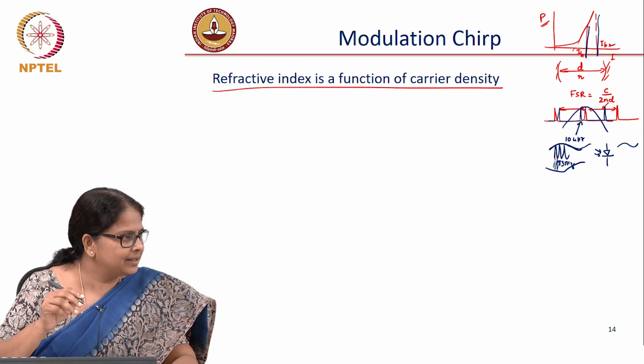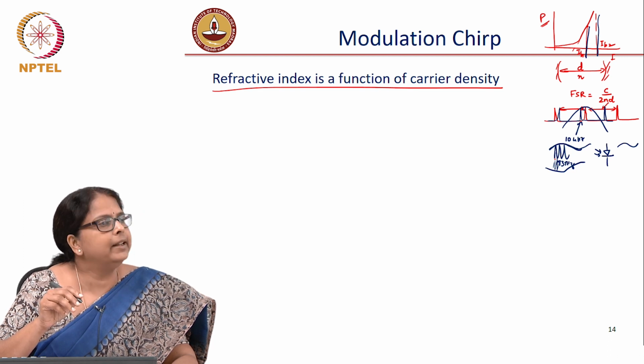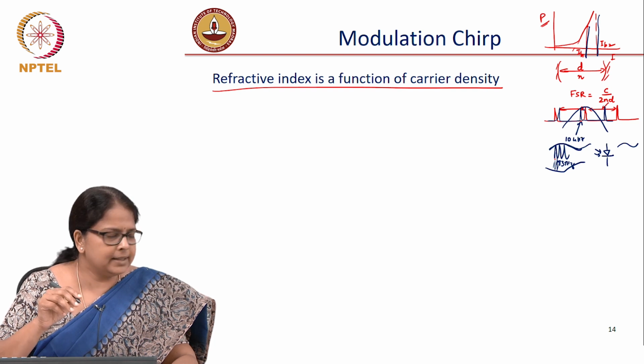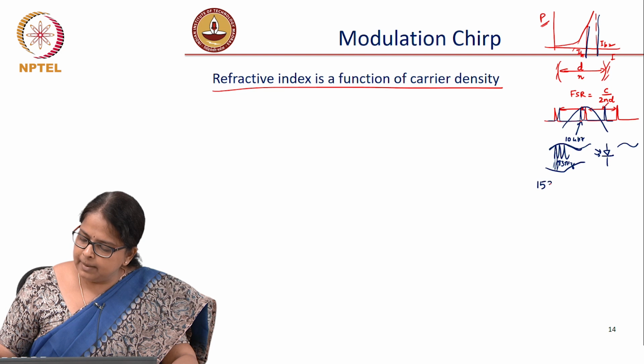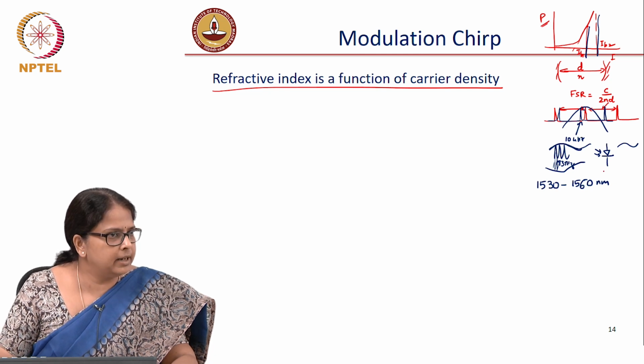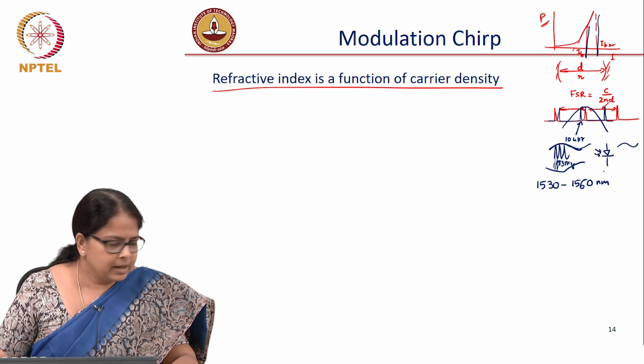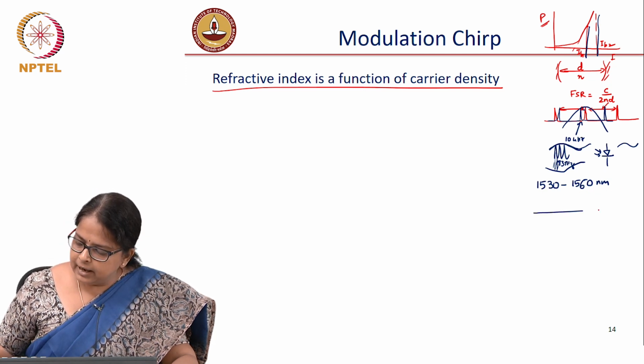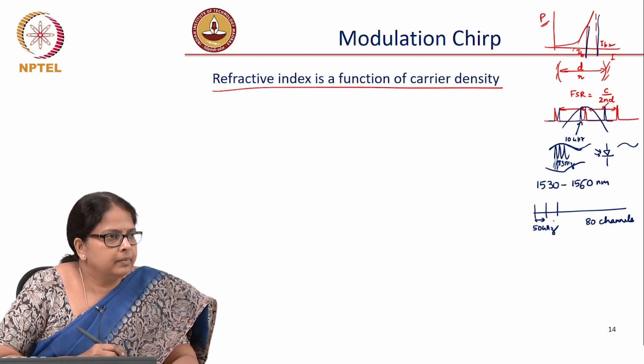When we talked about communication links, we said that we use what is called frequency division multiplexing or wavelength division multiplexing, right? In the sense that you use what is called the C band of communication, which is 1530 to 1550 nanometer. Sorry, it's not 1550, maybe 1560 nanometer. I could be wrong here, it could be 1528 to 1562 or something. That is decided by the international telecommunication standards. And this wavelength range, they have divided into 80 channels, okay? 80 channels of spacing 50 gigahertz each, okay?